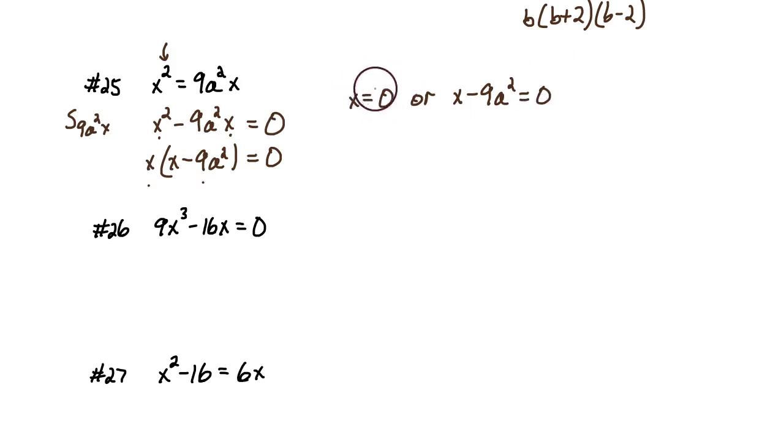This first one is already solved, and this one here can be solved by adding the 9a squared to the other side. We get x equals 9a squared. So there are two answers, x equals 0 or 9a squared.